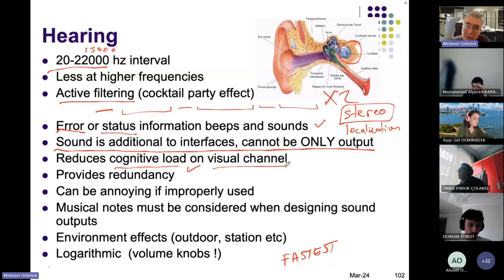So if the tone of the sound is a positive tone, such as an increasing beep, increasing pitch, it is associated with a positive feeling. Positive beep, okay, increasing pitch is positive.